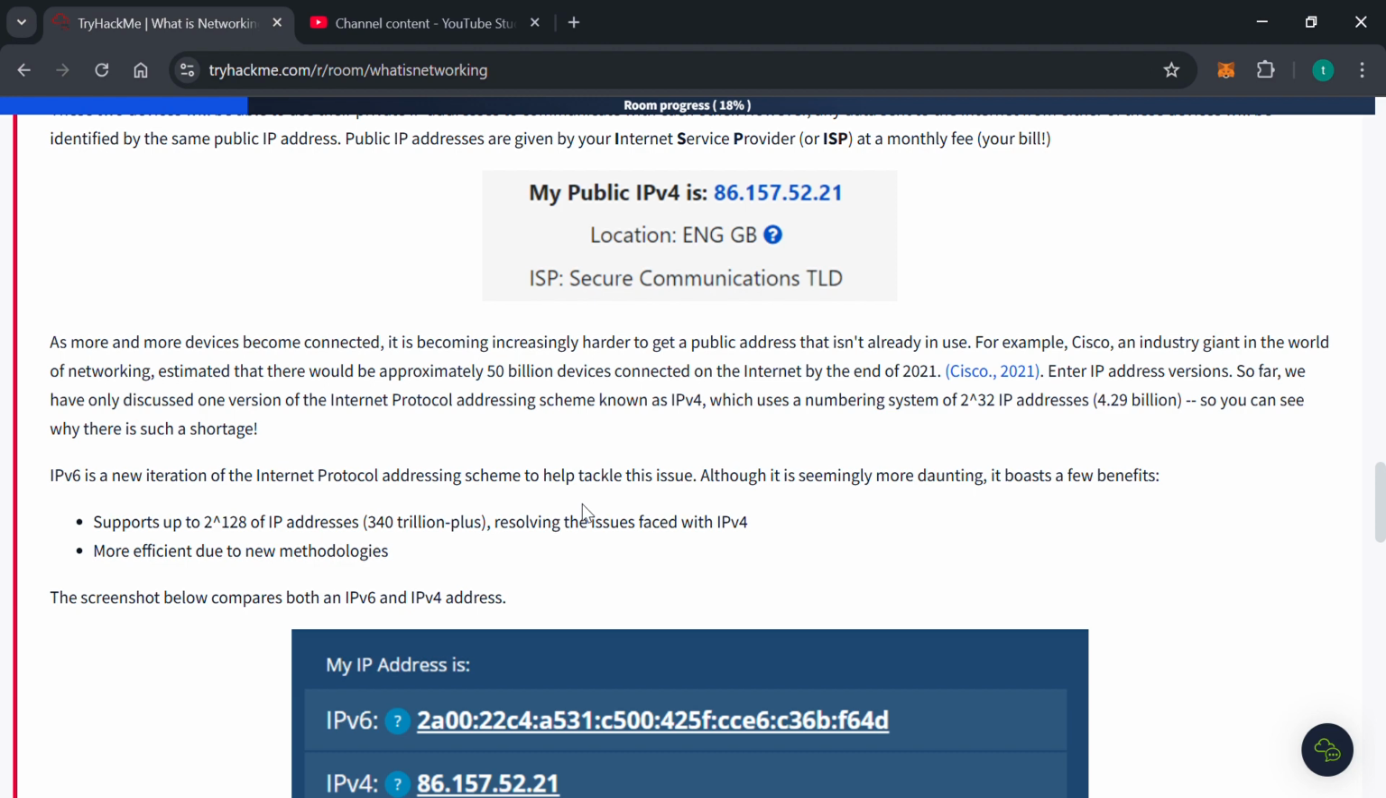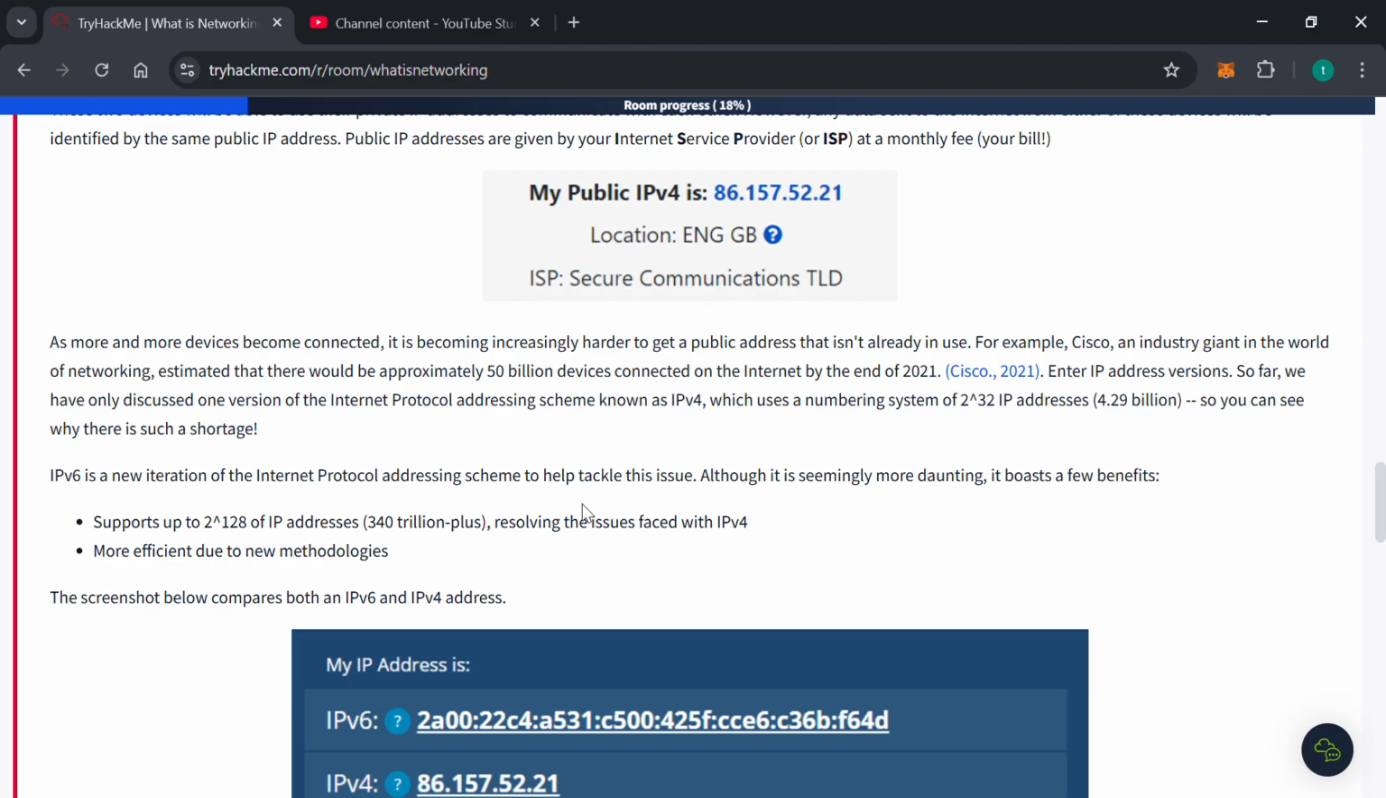This is 2025. Wow. So far, we have only discussed one version of the Internet Protocol addressing scheme known as IPv4, that means IP version 4, which uses a numbering system of 2 raised to the power 32 IP addresses. So let's just calm down now. Just take it one after the other. We have IP addresses. We have public network, private network. So we have a public IP and a private IP. Now I'm trying to let you know that there are different versions of IP addresses, just the same way we have different versions for our phones and some of our devices, right?